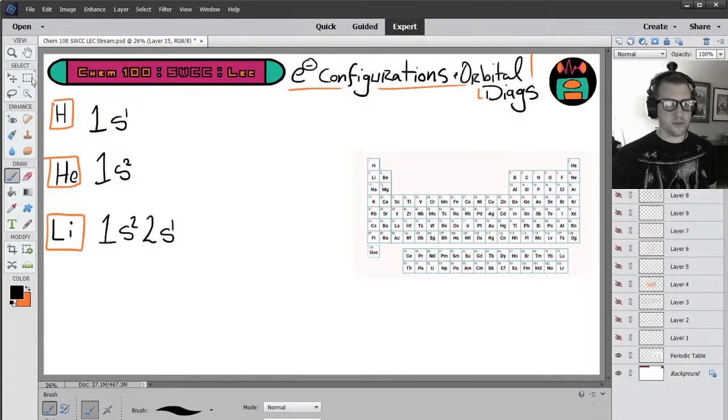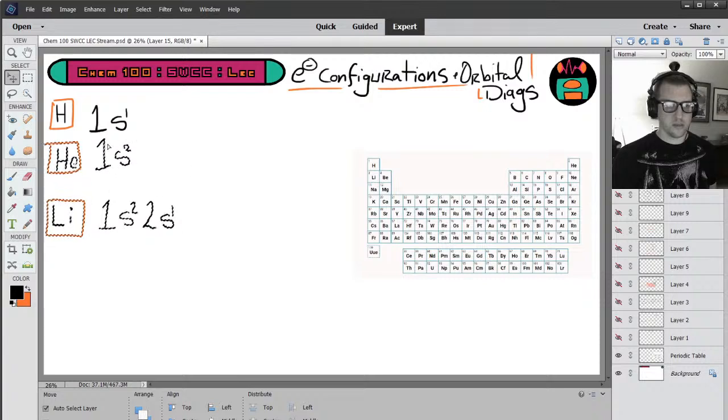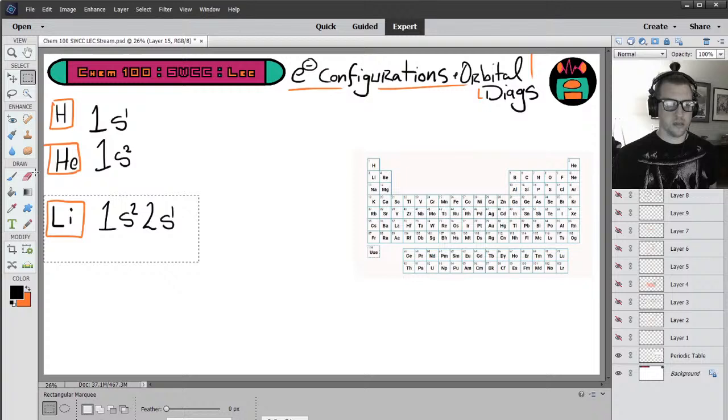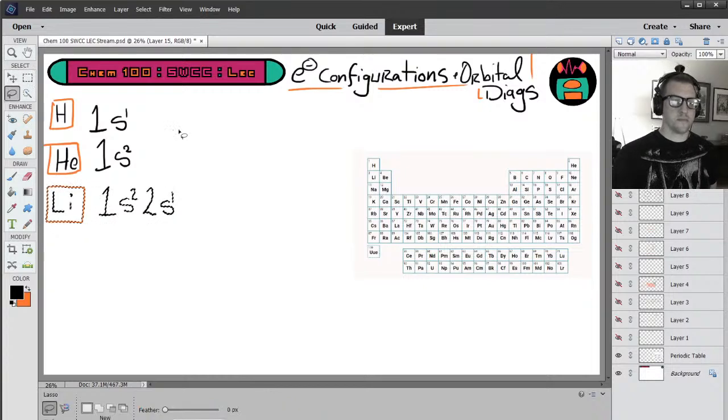All right, let's skip ahead a little bit. Actually, I need to save my space. So I'm going to move these up just a little bit. All right, let's write the electron configuration for carbon.